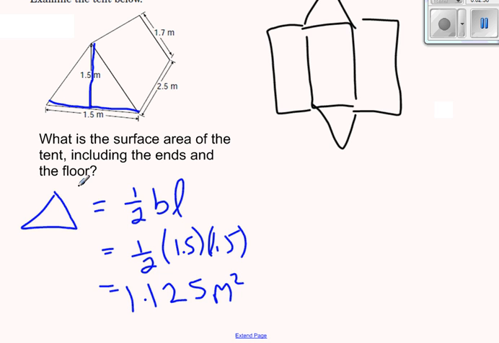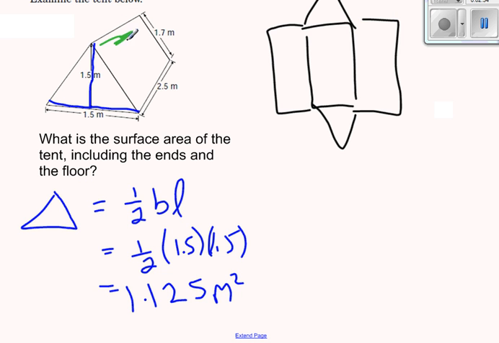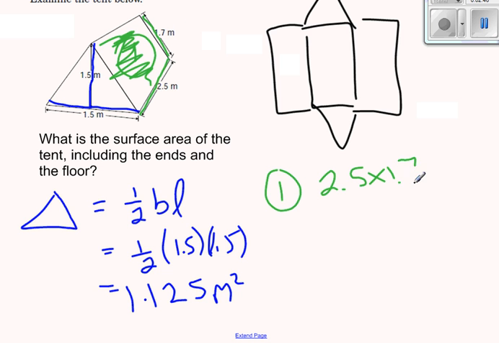So now let's start looking at the other parts of this tent. Let's shade this side in green, and we'll call it side number 1. Side number 1 is a rectangle, and you can see that the dimensions are going to be 2.5 times 1.7. So 2.5 times 1.7 for that side is going to give us an area of 4.25 meters squared.